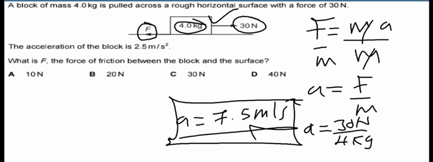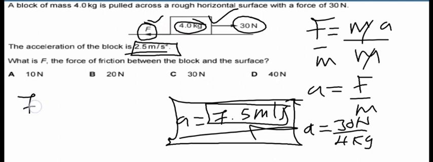Now, in the same question, they have given us the acceleration of this block as 2.5 meters per second squared. Meaning, if we take this acceleration of the block and subtract it from the acceleration of the block when we ignore F, we are going to find the acceleration due to the frictional force. Right? So let's do that.